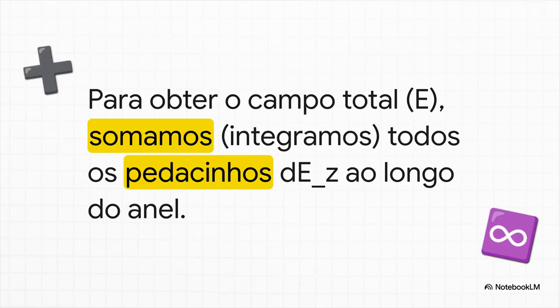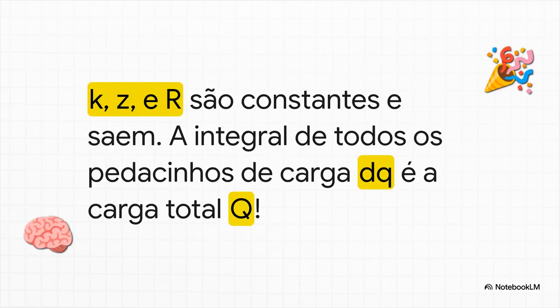Okay, next step. To get the total field, we have to add up all of those little dEz contributions from every single dq all the way around the ring. And what's the mathematical tool for summing up an infinite number of tiny things? You got it, it's an integral. So we set it up. And yeah, I know it looks a little bit scary at first glance, but don't worry, it's not as bad as it looks. And here comes the most satisfying part of the whole calculation.